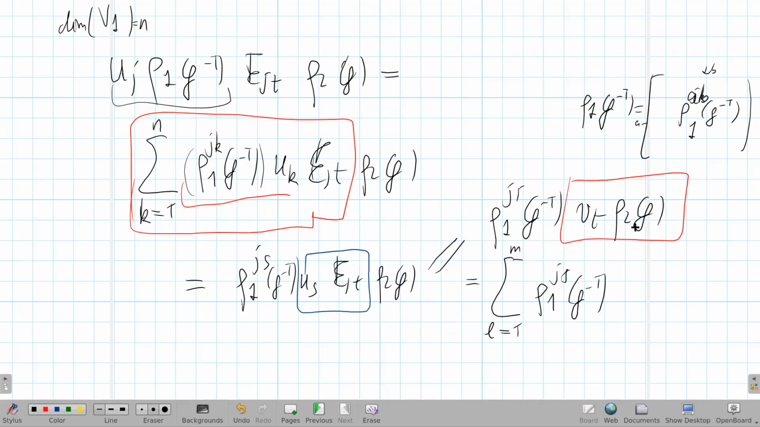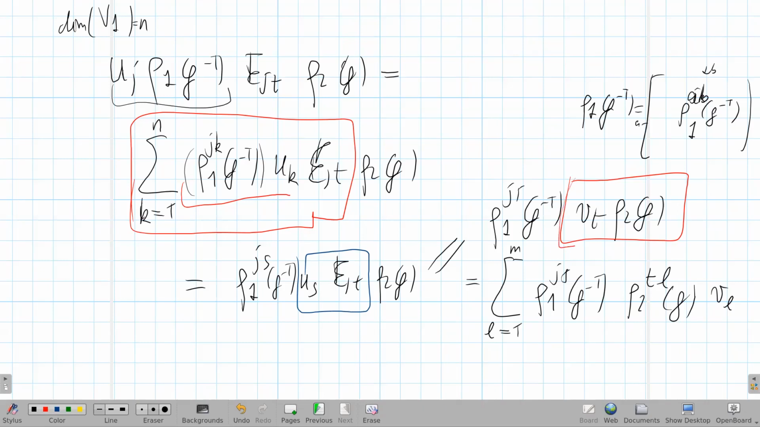And this will be a linear combination of what? Of the VL, where the coefficient will be the coefficient of the nth row of rho 2 of G. Okay? Let me just, a second. No, yes, sorry, of the tth row, okay? So the tth row of rho 2 of G, okay? So same thing.